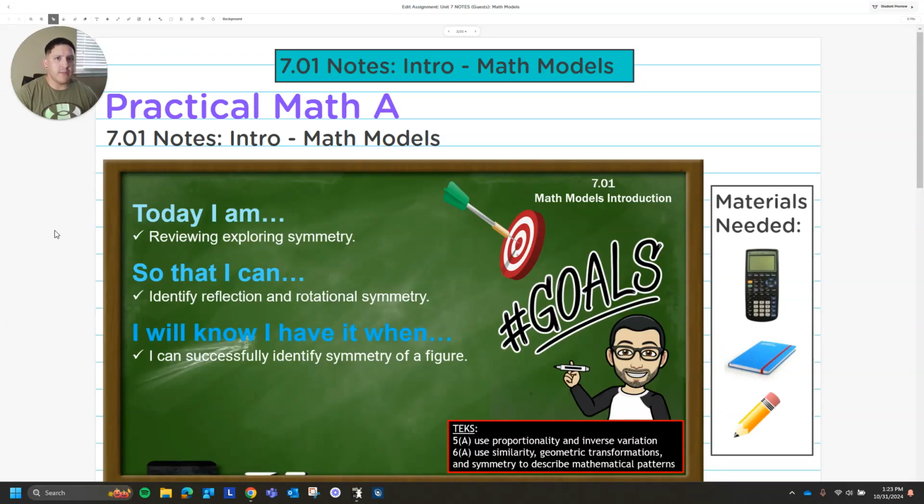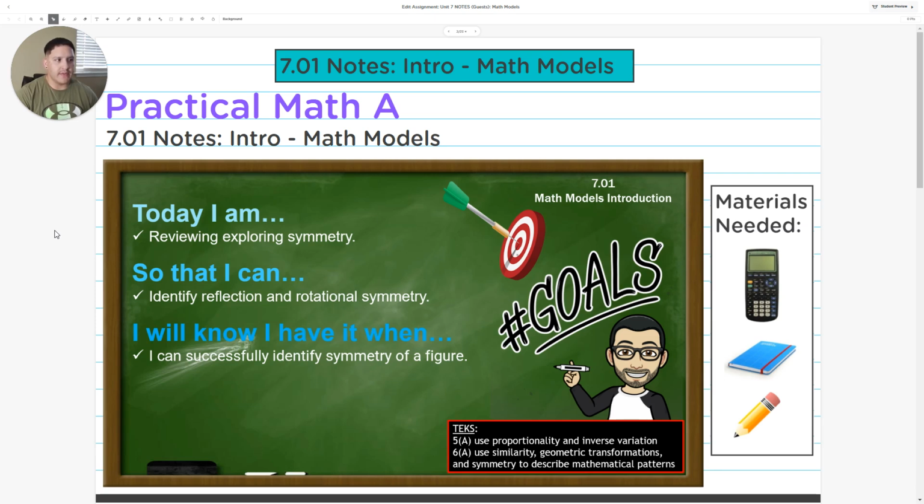This is section 7.01 of the Unit 7 Notes, Intro to Math Models. Today I am, as in you are the student, reviewing and exploring symmetry so that I can identify reflection and rotational symmetry. I will know I have it when I can successfully identify symmetry of a figure. In the notes, I also have problems involving functions and proportions, so we will also be going over that as well. The specific TEKs we're looking at for today's lesson are 5A and 6A.